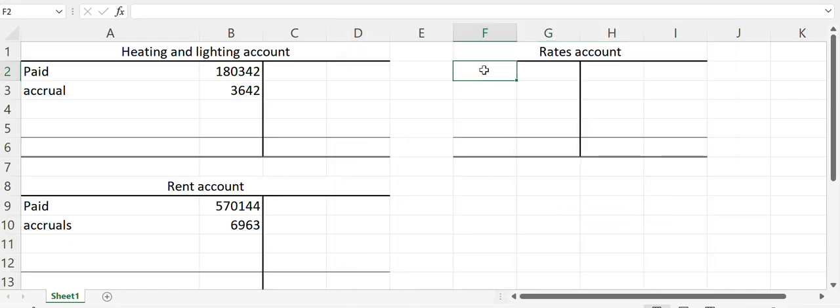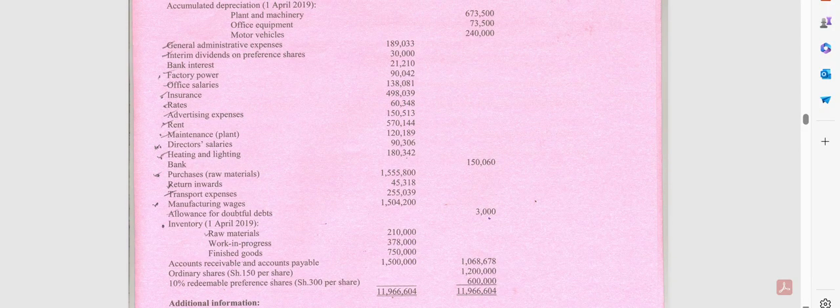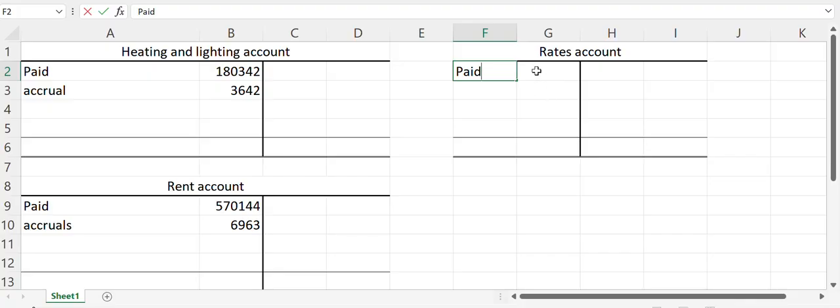So again, because this is an expense, the information in the trial balance should be paid. So we come back here. So rates, we check for rates. It is 60,348. Now for prepayment, these are expenses that you've paid in advance. It is already captured in this amount, 60,348.